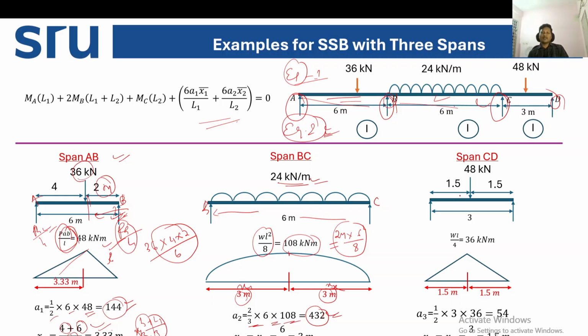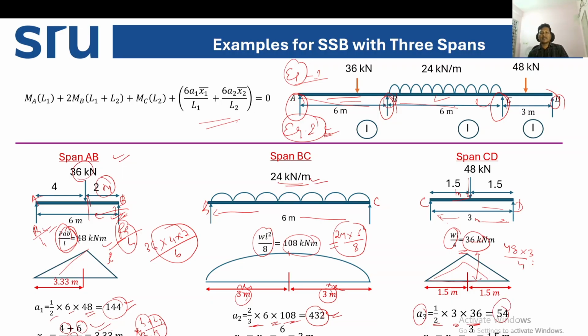Similarly, we calculate for span CD also. In span CD, the load is at the center, that is 1.5 meters from the left support, and 3 meters is the total length. What is the formula? WL by 4. We draw the free bending moment diagram, and the maximum bending moment is WL by 4. So W is here 48, into 3, divided by 4. We are getting 36 kilonewton meter. With 36 kilonewton meter, if you find out area 3, that is half into base into height, you are getting 54.